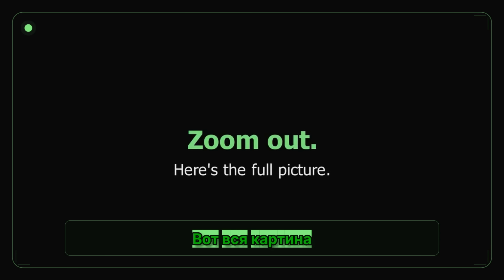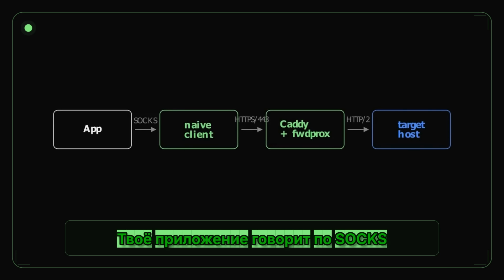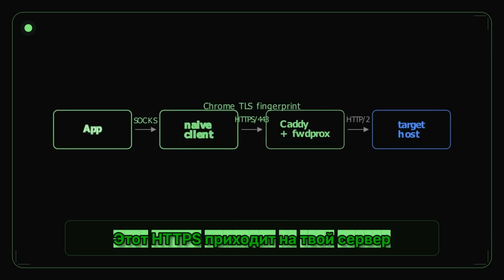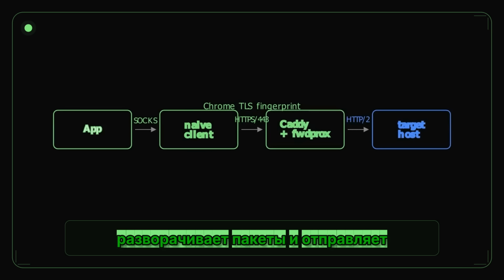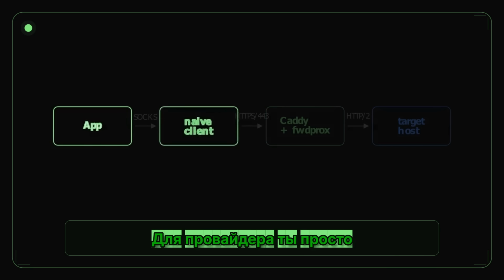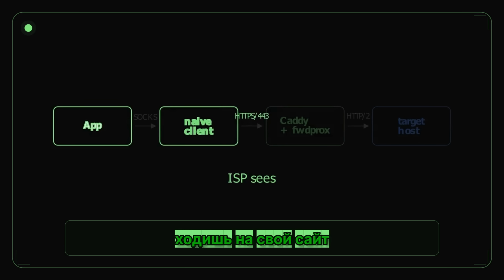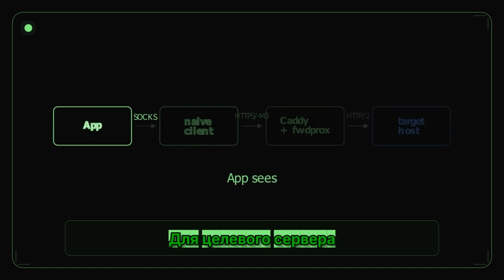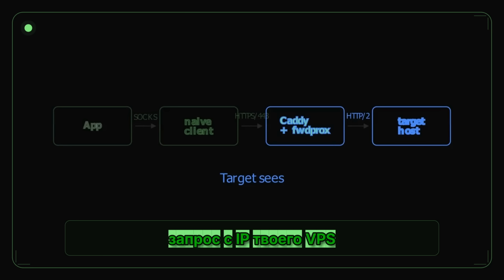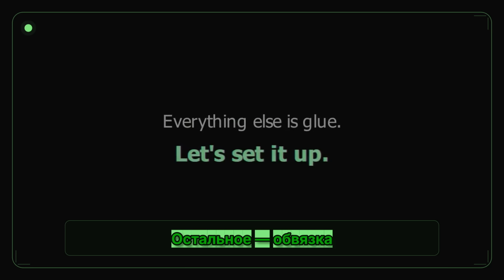Zoom out. Here's the full picture. Your app talks SOCKS to a local naive client. The client wraps everything in Chrome-shaped HTTPS. That HTTPS hits your server, where Caddy, running the klzgrad forwardproxy plugin, unwraps it and forwards to the real target. To your ISP, it looks like you're browsing your own website. To your app, it's just a normal proxy. To the target, the request comes from your server's IP. Everything else is glue. Let's set it up.